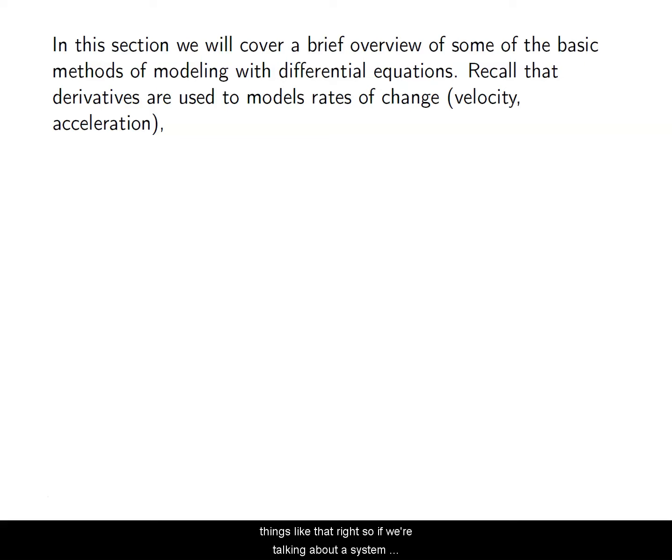So if we're talking about a system or we're trying to model something that has to do with movement, we generally will use things that have to do with position, velocity, and acceleration, right? So that can be a second order diffQ, because if we have acceleration in consideration, I'm going to need a second derivative somewhere, right?